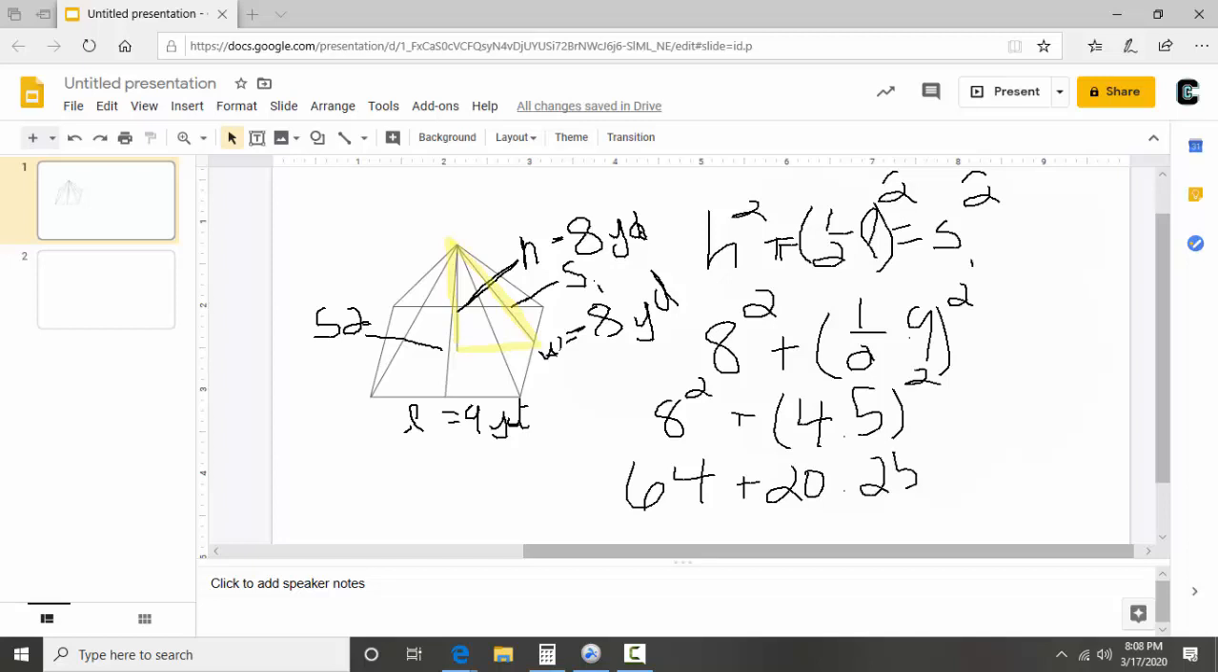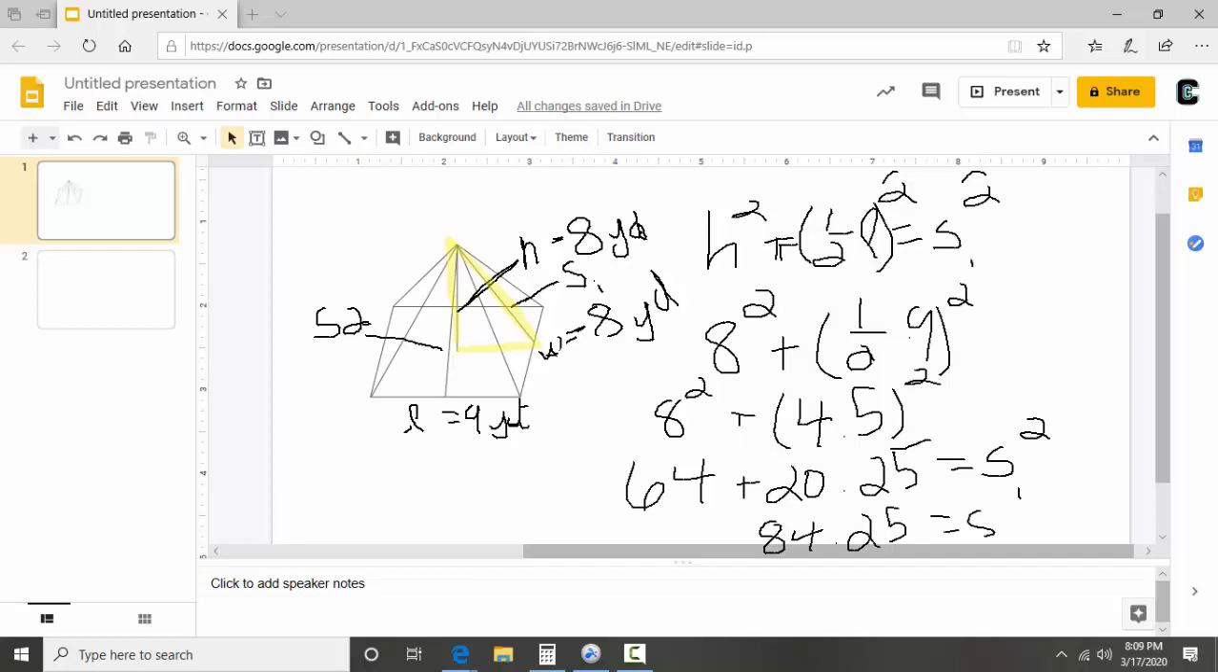Okay? Now remember, those are equal to S1 squared. The 2 is called a superscript, and the 1 is called a subscript. I can show you in a moment if you're not sure how to make those. Hopefully you found them by now, but if not, I can show you really quick. 20.25. I add those two numbers together, and I get, of course, 84.25.